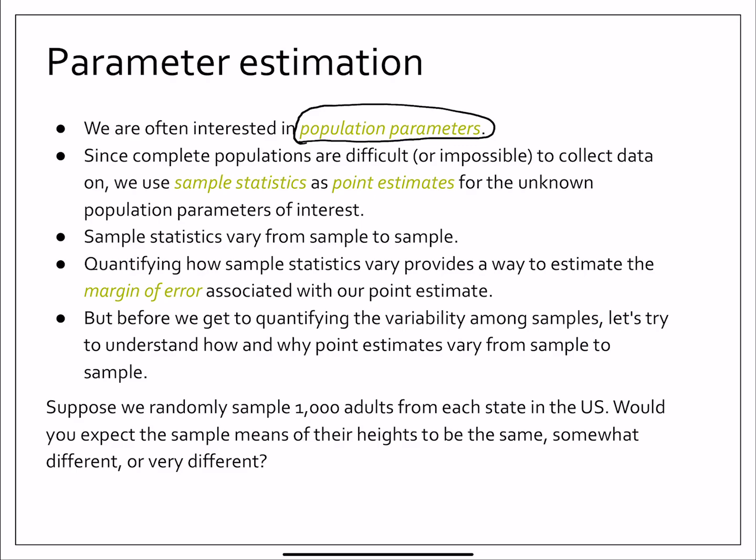And most times, it's almost impossible to do a census, to get information about a complete population. So what we do instead is we collect sample statistics. Remember, statistics are information about a sample. And those sample statistics serve as point estimates for the unknown population parameters.